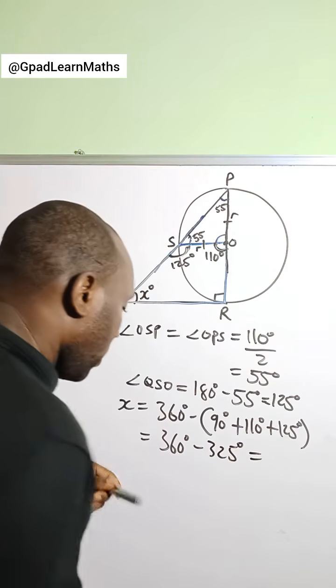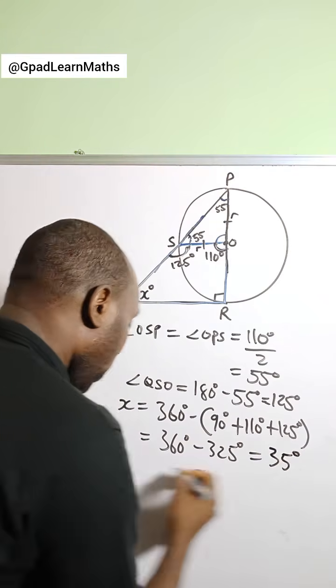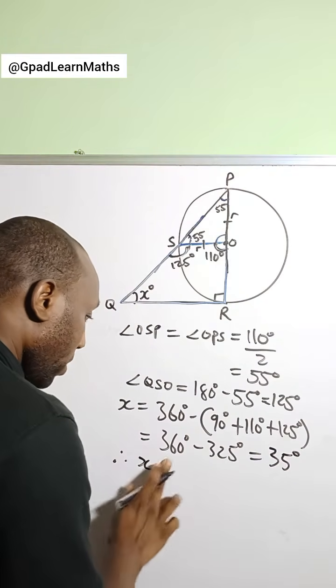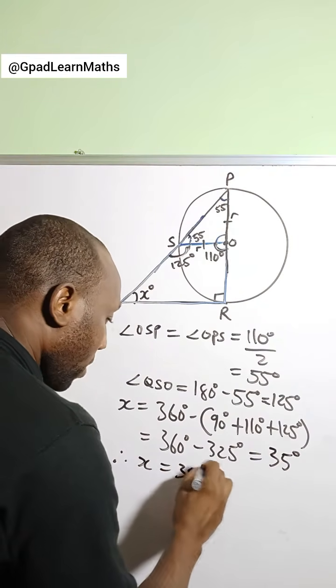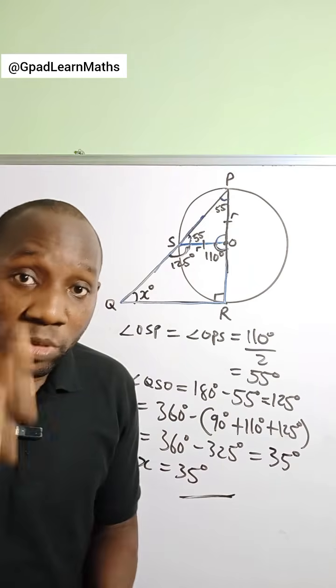Your final answer is what? 35 degrees. So the value of x here, therefore x is equal to what? 35 degrees. I'll see you in the next video.